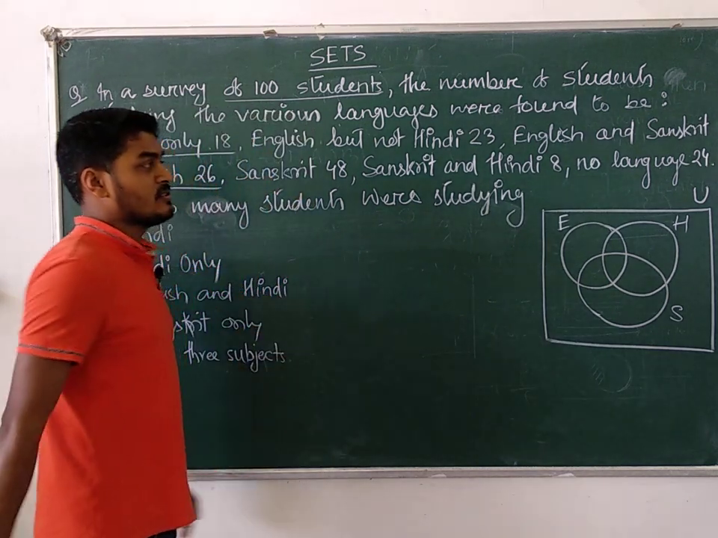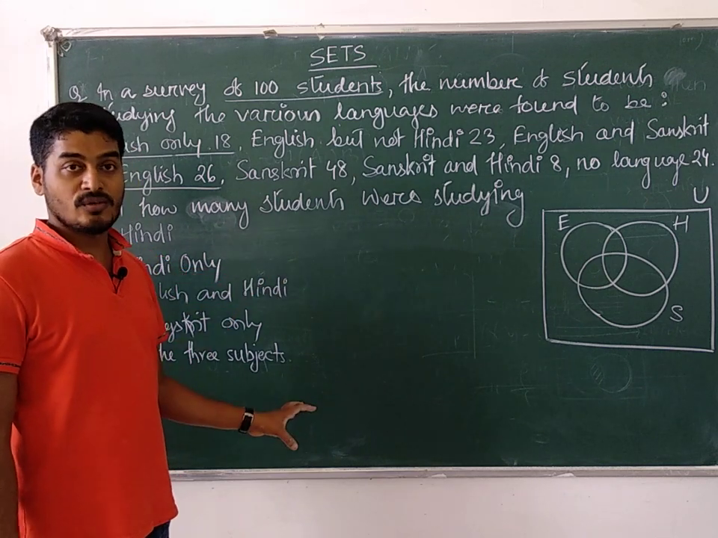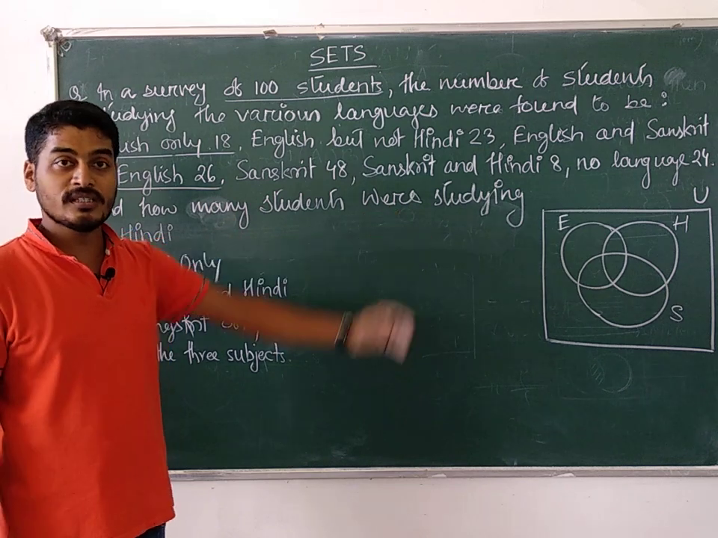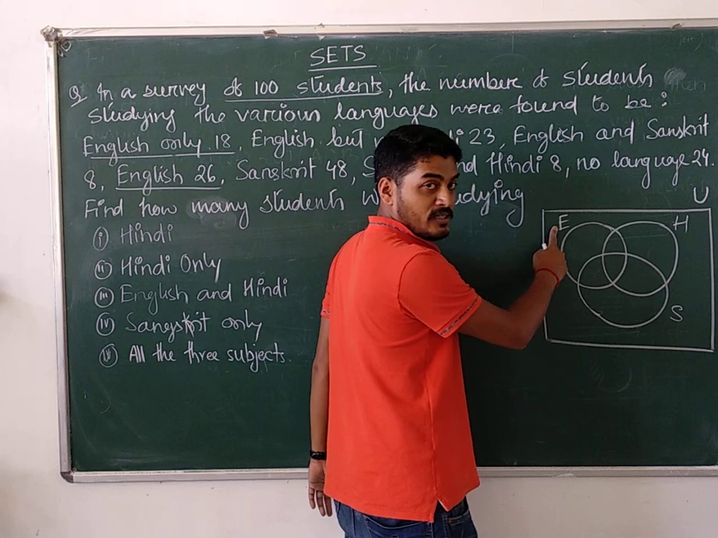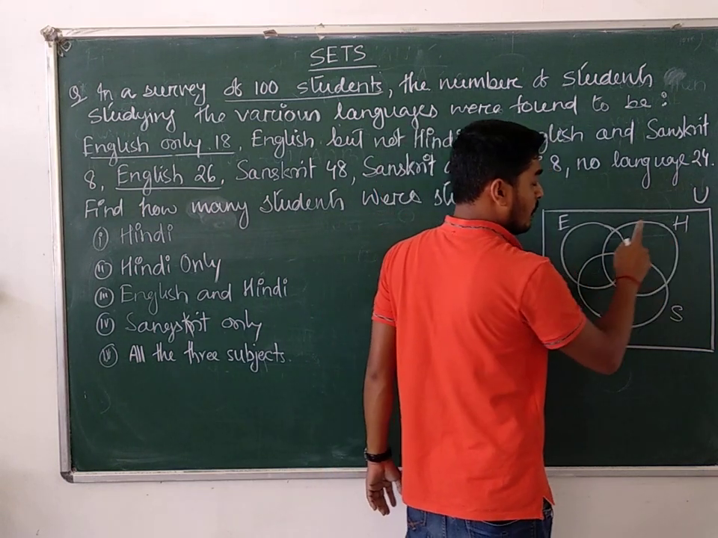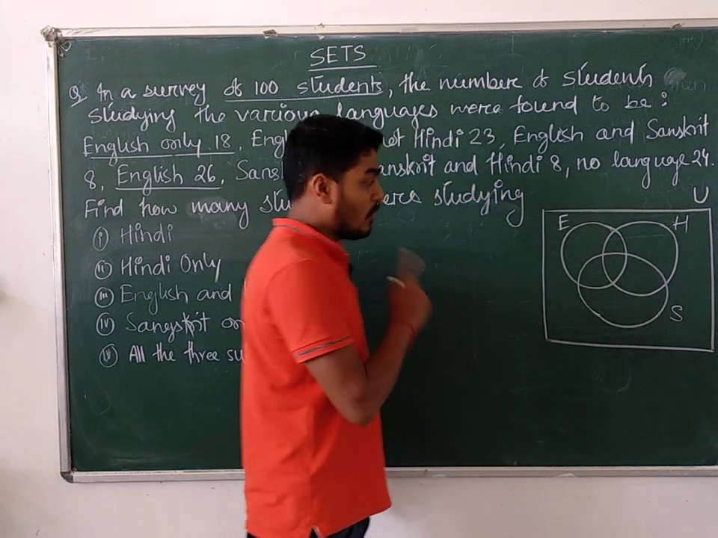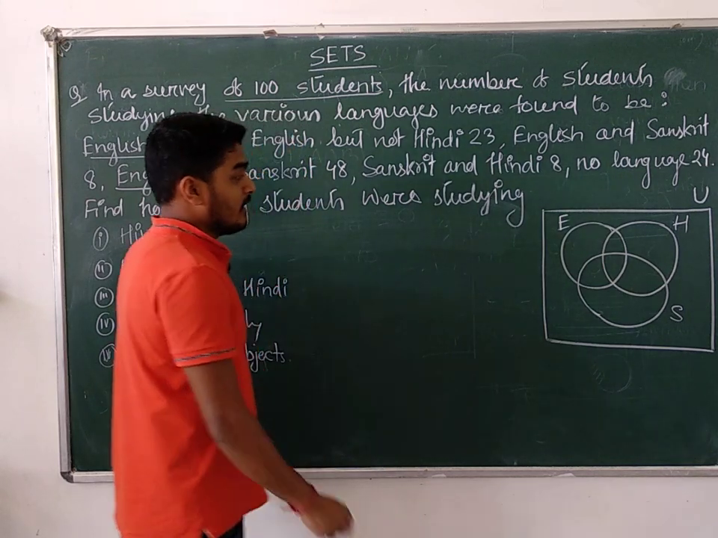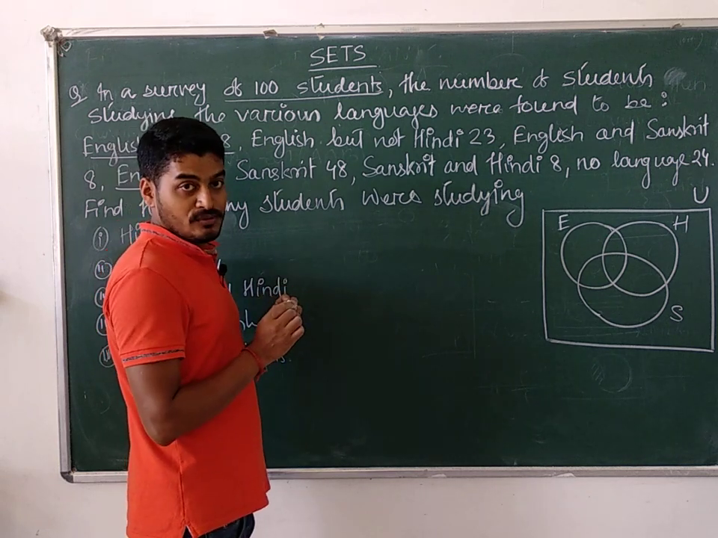So now let us consider a Venn diagram. Using the Venn diagram, we will try to find out the answer of all those questions. Whenever three sets are there, the easiest process is using the Venn diagram. So use the universal set. E is the set of all the students who are studying English. H is the set of all those students studying Hindi. S is the set of all the students studying Sanskrit. Now we will try to label each and every separate portion of this Venn diagram.